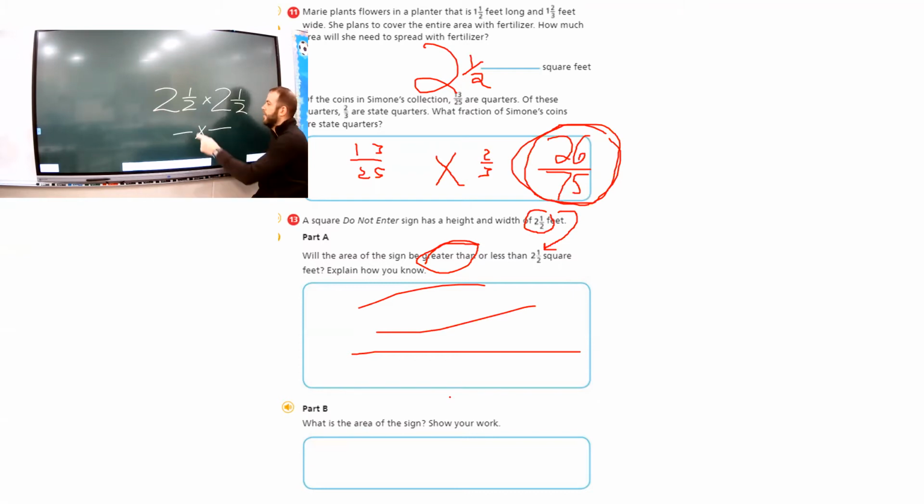So we have 2.5. We have to turn this into an improper fraction. 5 halves. We have to turn that into an improper fraction. 5 halves. Can we reduce anywhere? No. 25 fourths. Can that turn into a mixed number? Yeah, how many 4s are in 25? 4, 8, 12, 16, 20, 24, 6. Is there any left over? Sure there is. There's 1/4 left over. So that answer totally is 6 1/4.